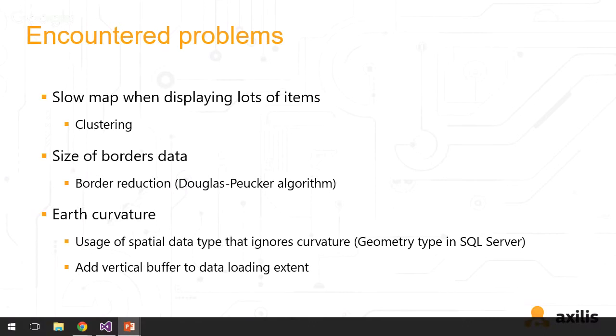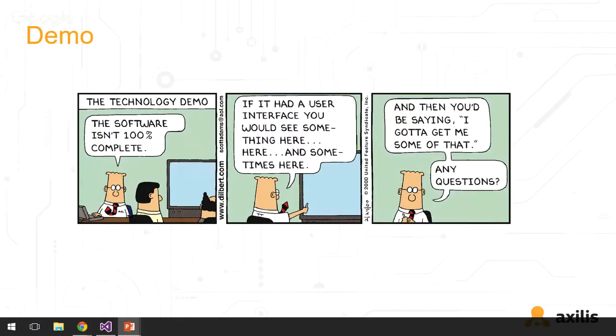And then we have Earth curvature. I'm going to show you what the problem here is. It can be solved through usage of spatial data that ignores curvature, so that's the geometry type in SQL Server as opposed to the geography type. Or if you don't want the distances to be messed up because of not taking curvature into account, you can do what I did and add a vertical buffer to the data loading extent. So I'm going to jump into the demo and show you the sample application.